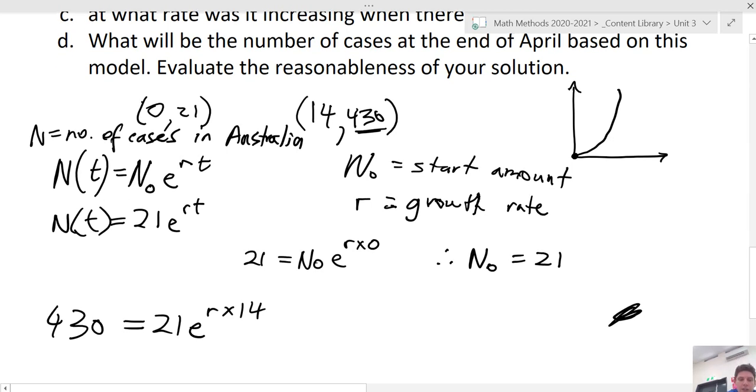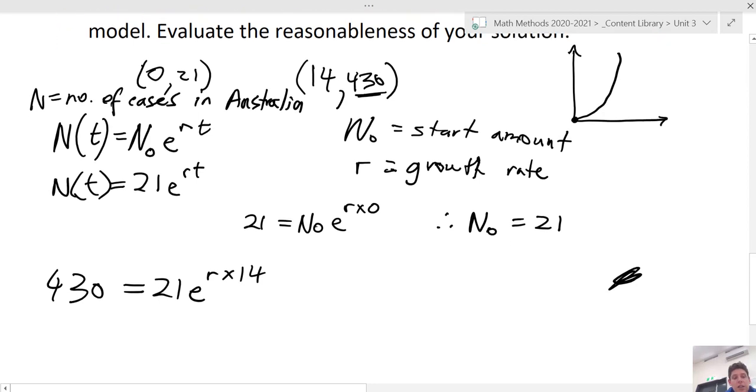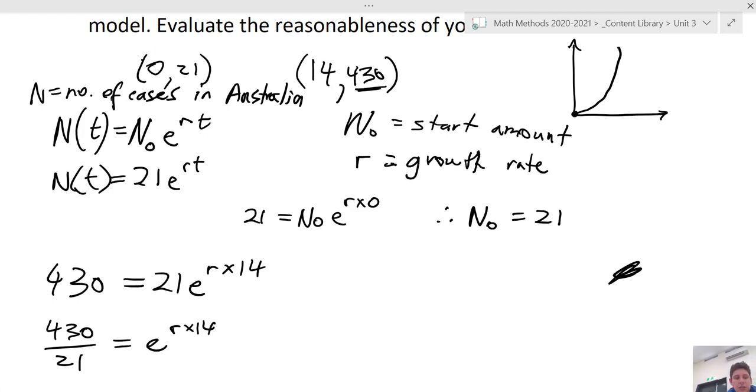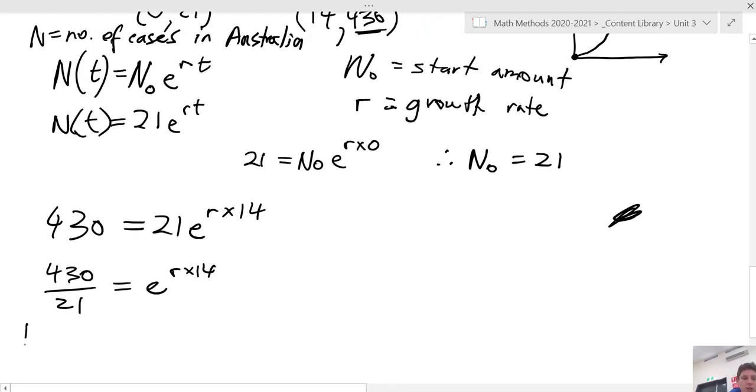Okay, so we want to get r by itself. What's the first step? Divide by 21. Okay, then what? We want to get rid of the e. What's the opposite of e? What's the inverse of e? Natural log. Okay, so we're going to do natural log on both sides.